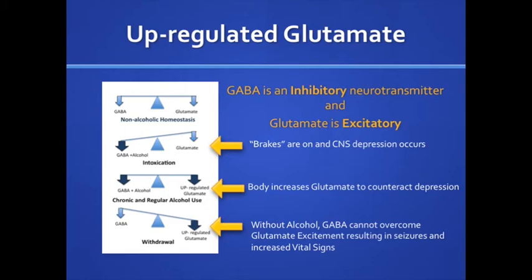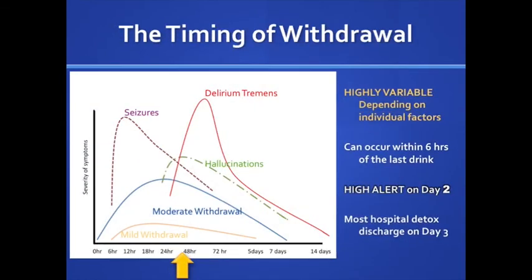Once alcohol is withdrawn, the enhanced glutamate overstimulates the brain, resulting in the signs and symptoms of withdrawal. Alcohol withdrawal starts when the blood alcohol level goes lower than the body can tolerate in its dependent state. The blood alcohol does not have to approach 0%. Therefore, monitoring blood alcohol levels over time is not useful information to the clinician.